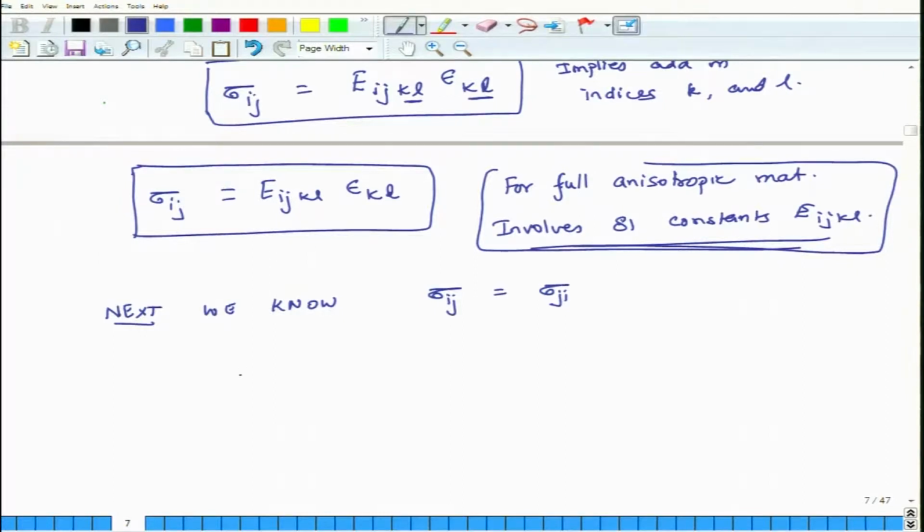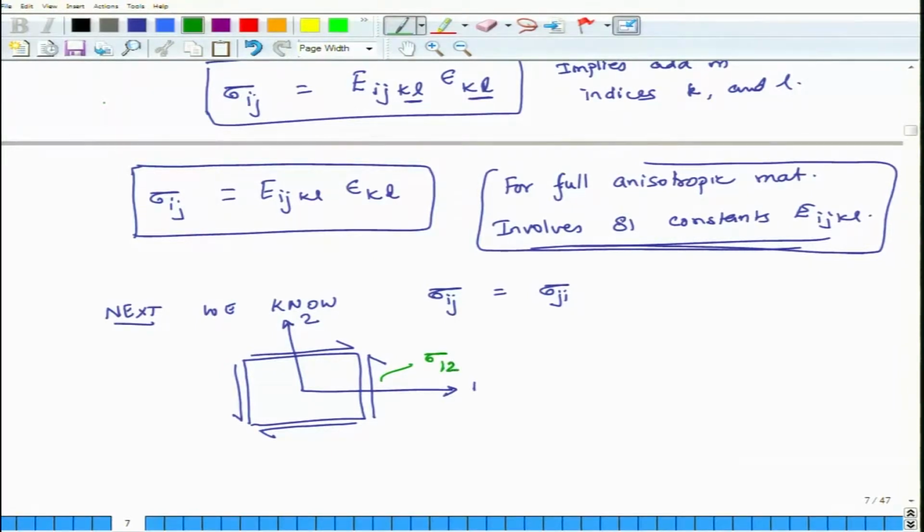Okay. What does that mean? What that means is that if there is a body on which I am applying some shear stress, and let us say this is my direction 1, and this is direction 2, then what is this stress? This stress is sigma, the first index is the direction of the plane, direction of the plane is 1, second index is direction of the force, force is in 2 direction. So, this is sigma 1 2.